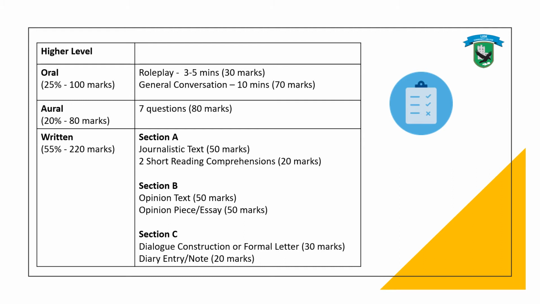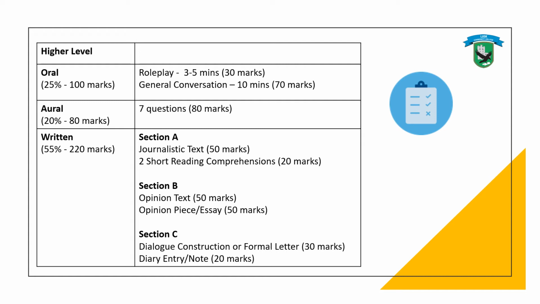For higher level students, the oral exam is worth 25%. In the oral exam, there are two parts. Over the 2 years, the students will receive 5 role plays, which they must learn and prepare some unseen questions for. On the exam day, the students will receive 1 role play that they must complete with the examiner and answer one unseen question. This is worth 30 marks.